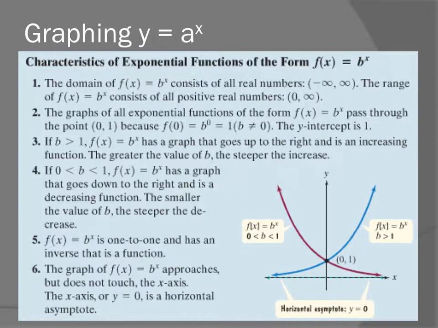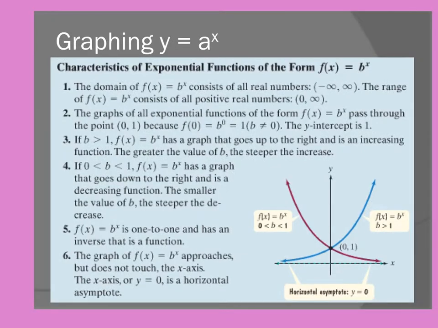So when I'm graphing an exponential function, they take on all of these properties that you see here. Number 1, domain of f of x equals b to the x consists of all real numbers. So these graphs on the bottom are what they look like, right? Increasing or decreasing with arrows at the end, which means that domain is going to be from left to right, all real numbers, negative infinity to positive infinity. There's no restriction on your domain.